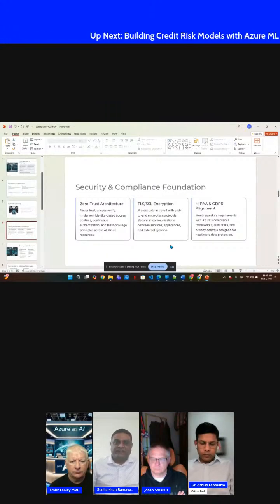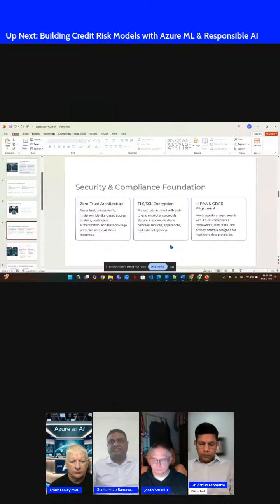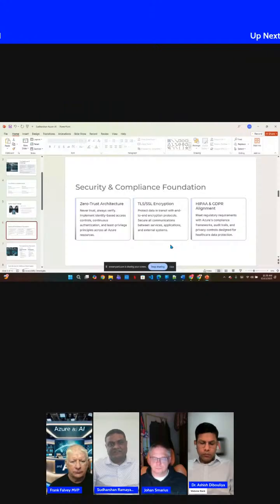Here we have the security and compliance foundation, where zero trust architecture is defined as never trust, always verify. Implement identity-based access controls and continuous authentication, so we'll have authentication whenever we try to access any system. The latest apps will always send authentication messages and codes, along with least privilege principles across all Azure resources.